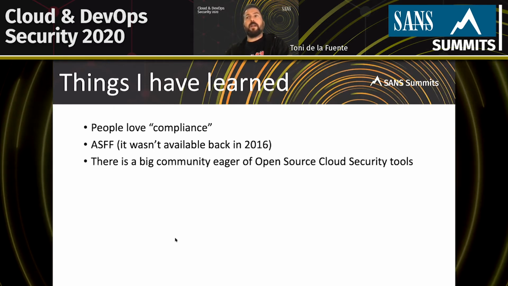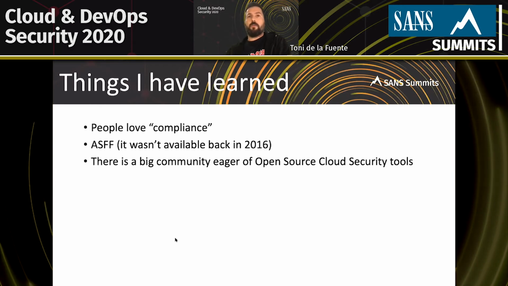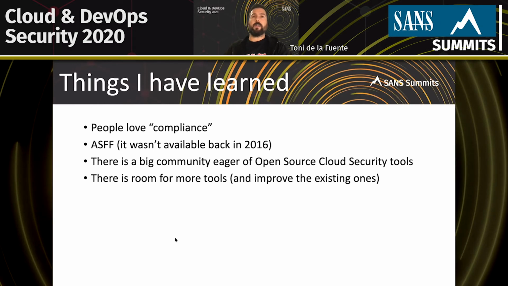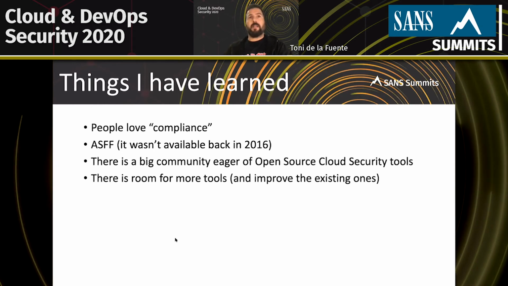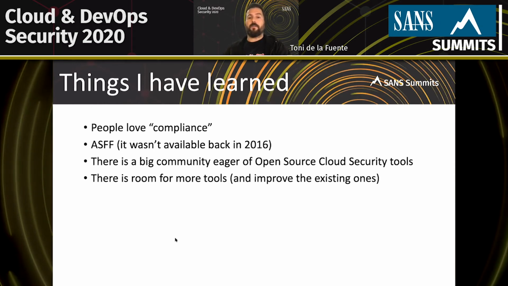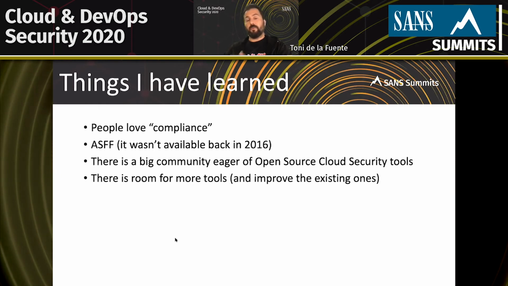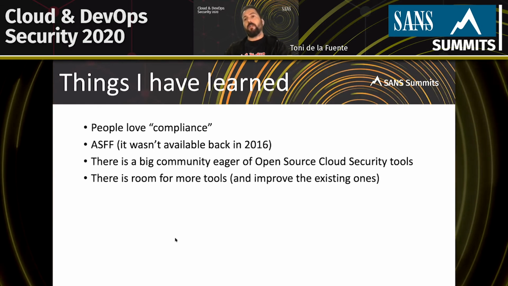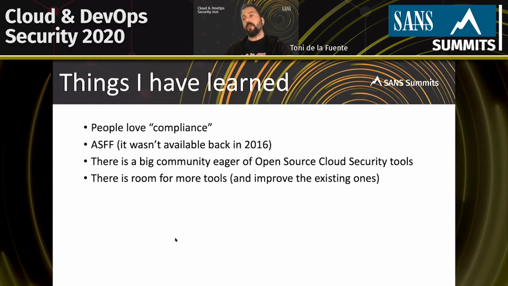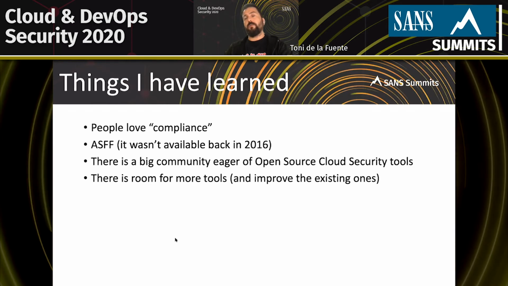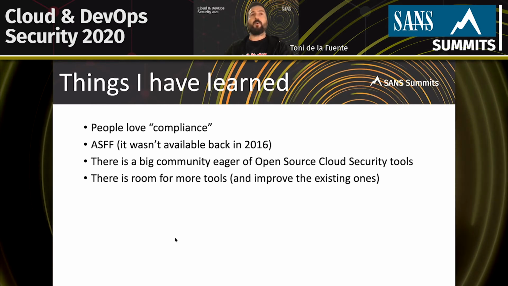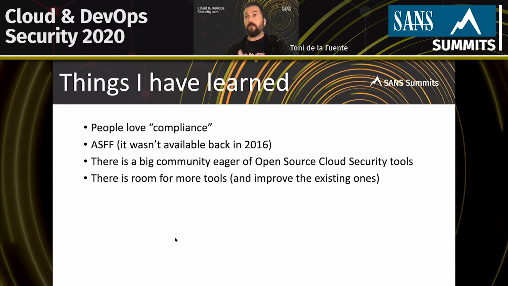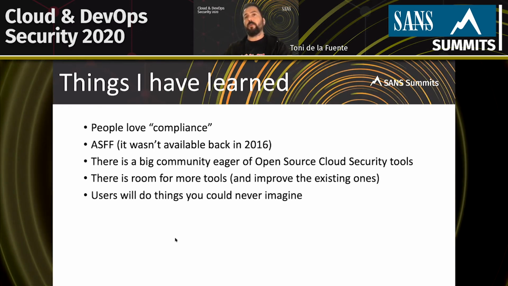There is a big community eager for open source tools, so there is a lot of room for more tools and also to improve the existing ones. I wasn't aware of that, but I have seen also big companies that look at what we do in the open source space of security for AWS, and this is pretty cool. So there are so many ways to help the open source community and to improve the tools.